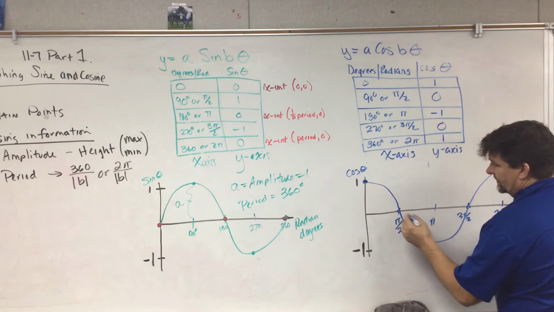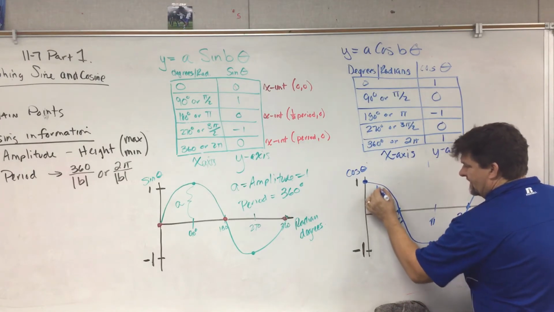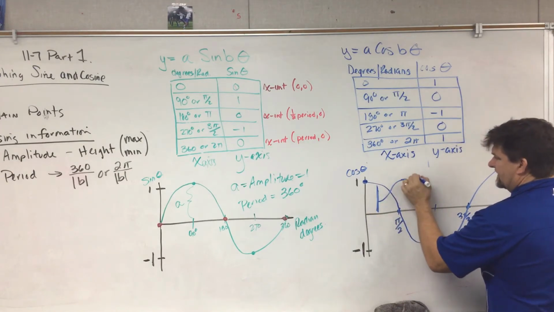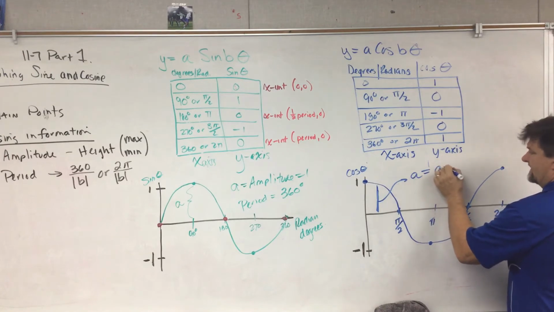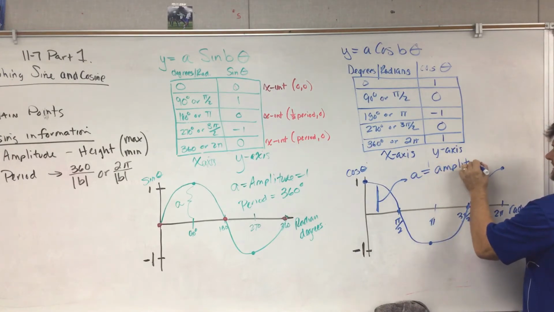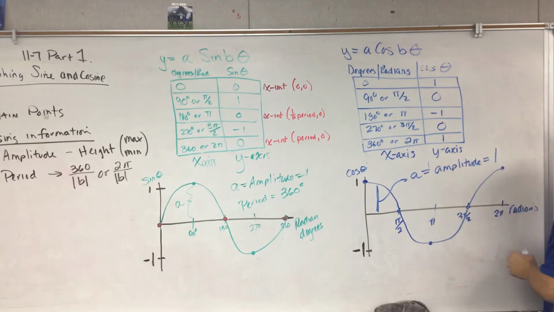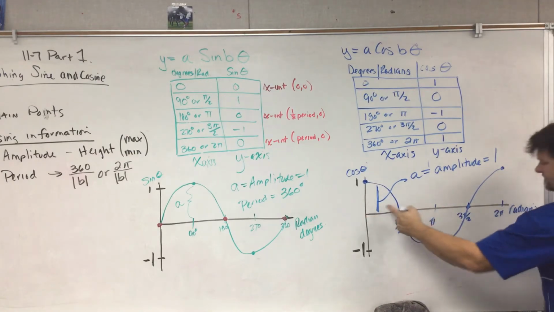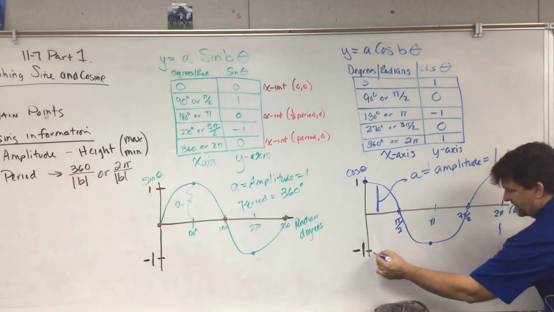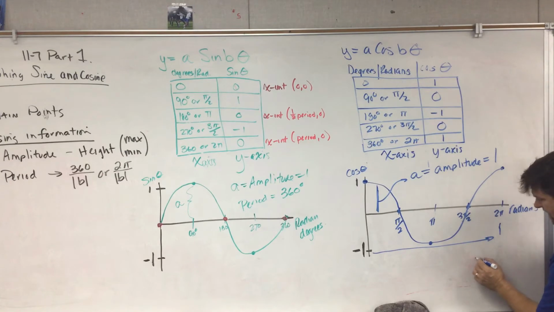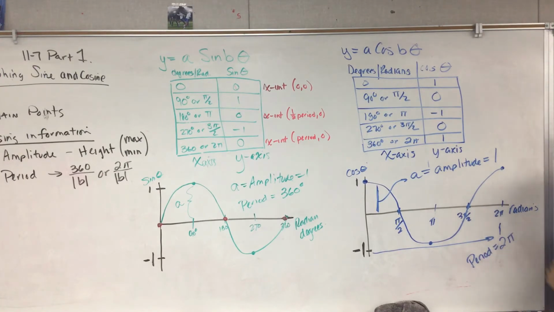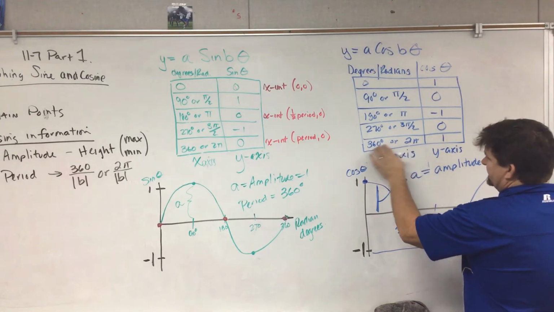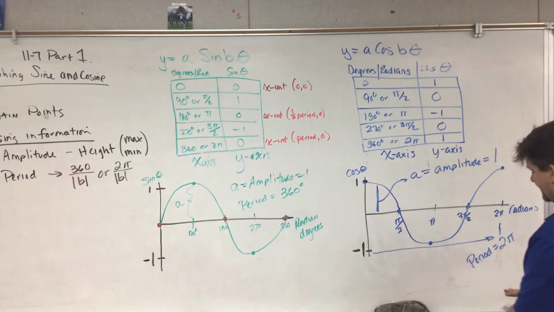My amplitude, the height, my height, which is A, that's my amplitude, is equal to 1. The period is the length it takes to complete one cycle. So the period is equal to 2 pi. So these have a period of either 2 pi or 360 degrees when they're in their basic form.